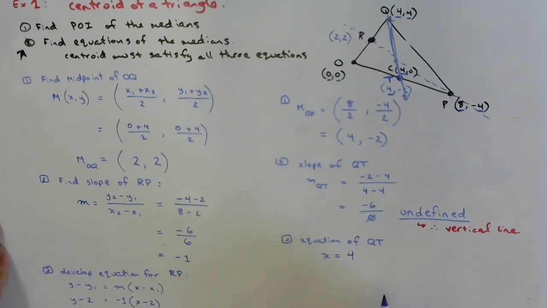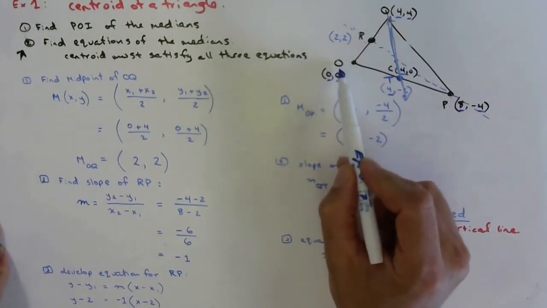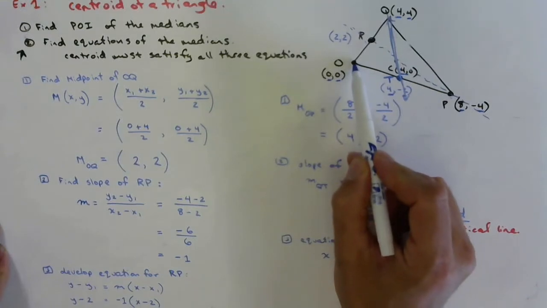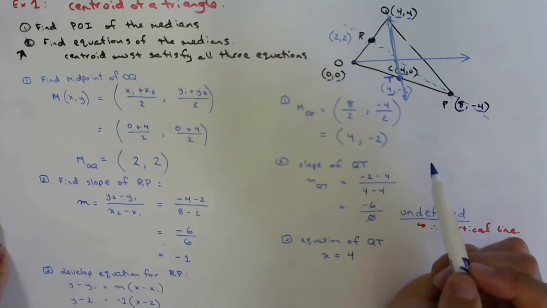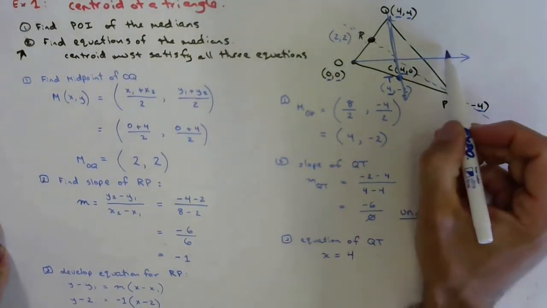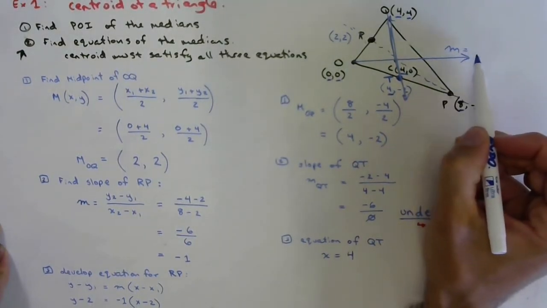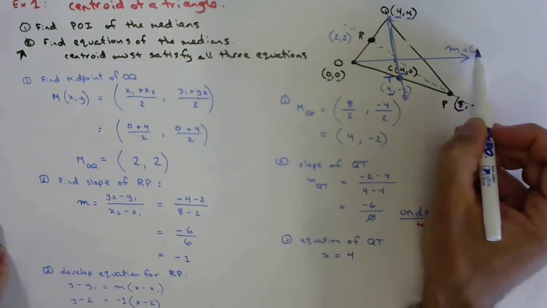Just as a total side note, if we had chosen the median from O to work with, what kind of line would we have ended up with? A horizontal line, which would have a slope of zero. Good job.